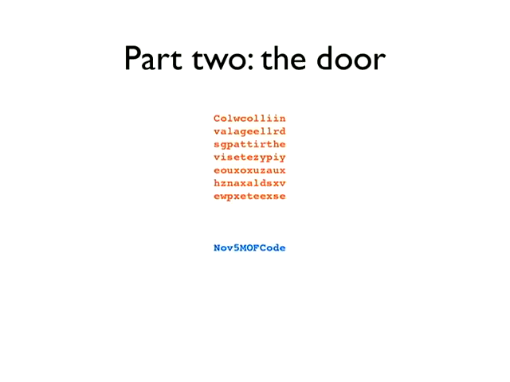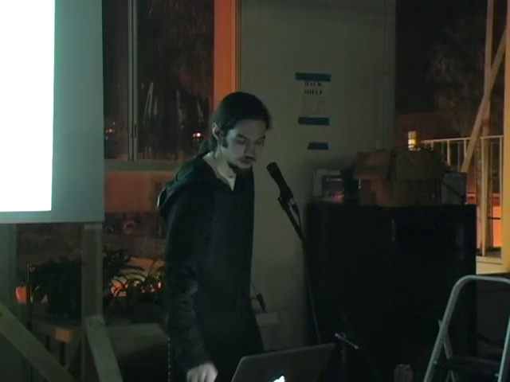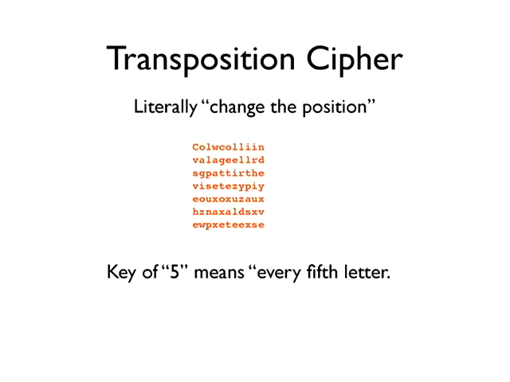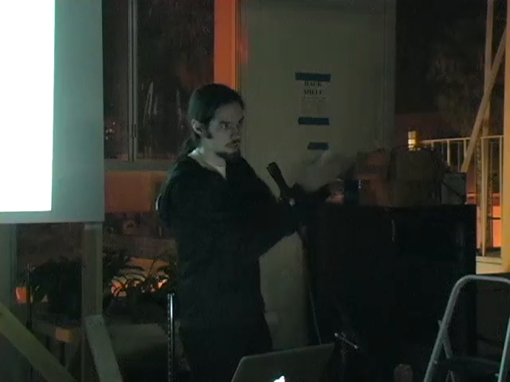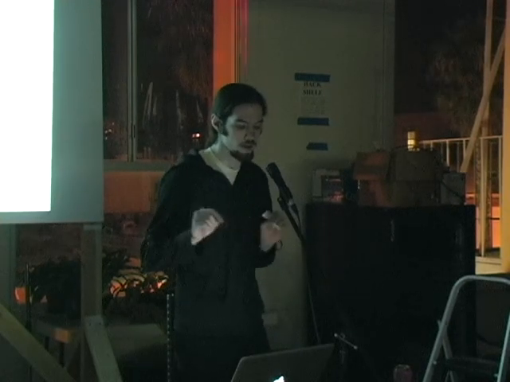So the second part is the doorway. You have the key, which is 5. The doorway, we have this seemingly incoherent globule of text. A transposition cipher is where you take something and literally transpose it. Like I have a person, I move them across the room, I transpose them. A transposition cipher is to change the position of where letters are located. In this case, it means every 5th letter.